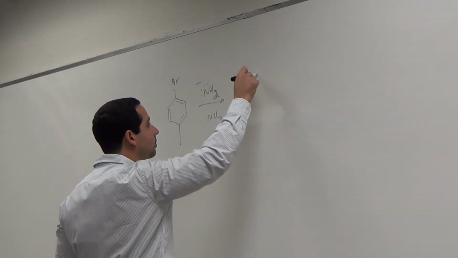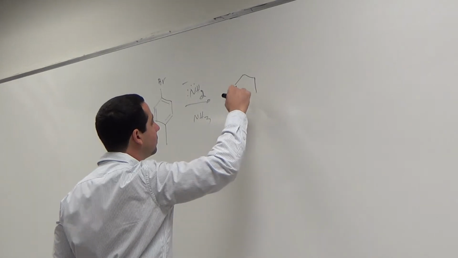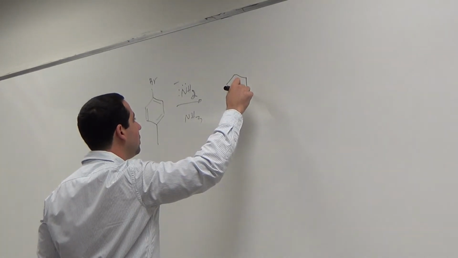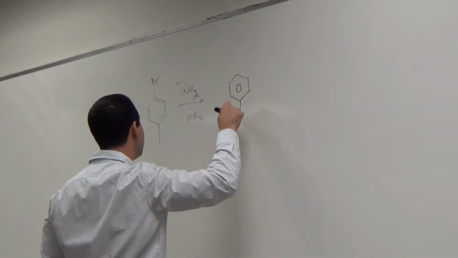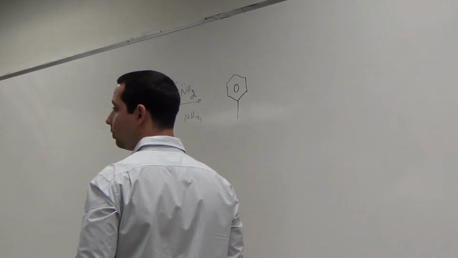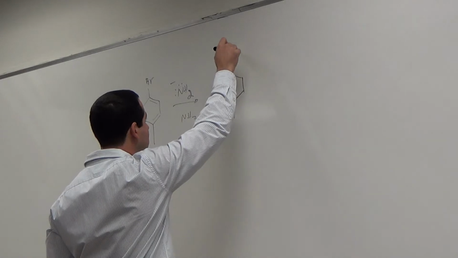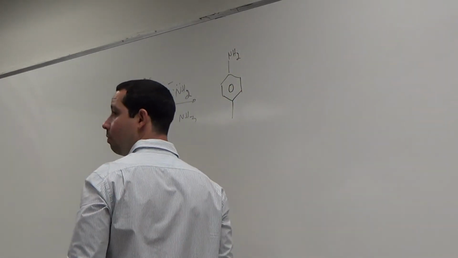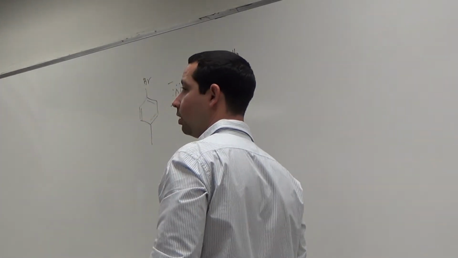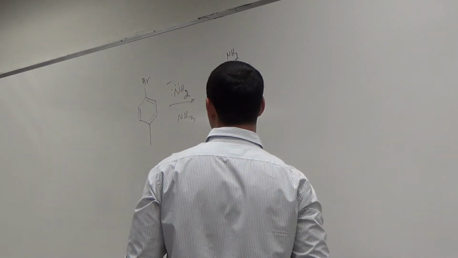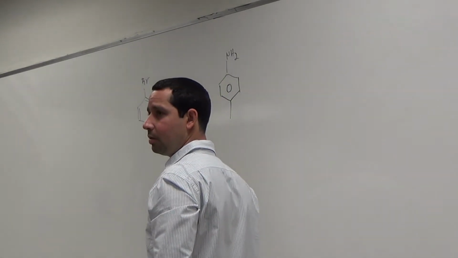What's the product? Here's the method. Where do I put the NH2? On the top. Like that? What would that be? That would be elimination. That's good?